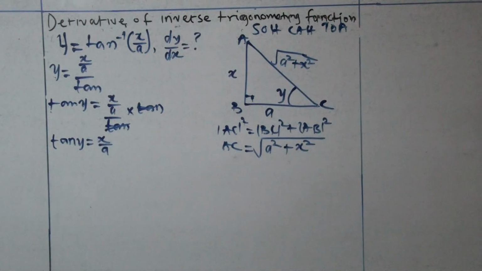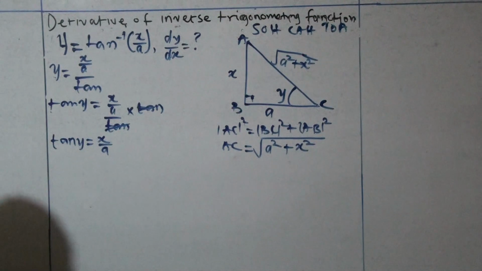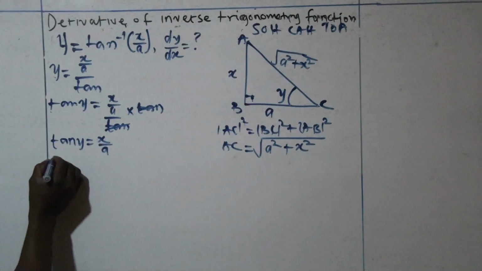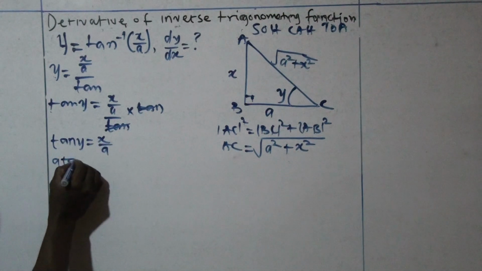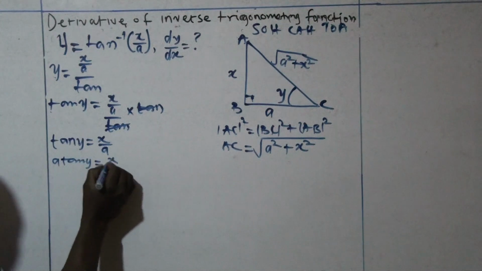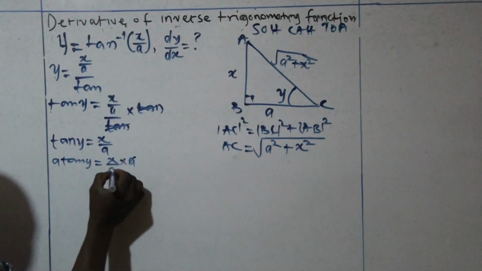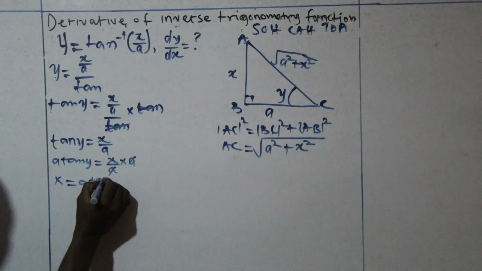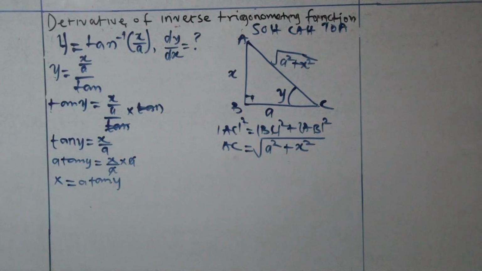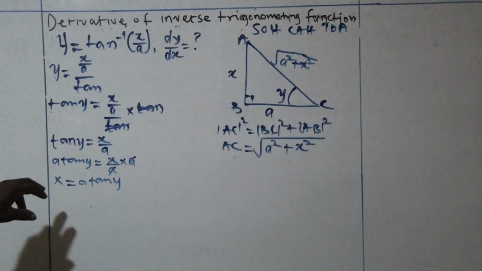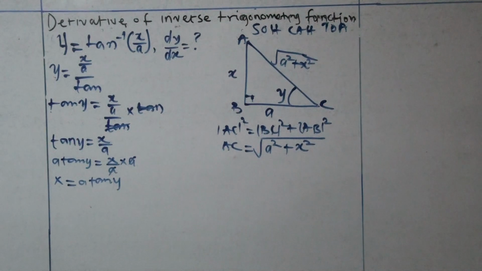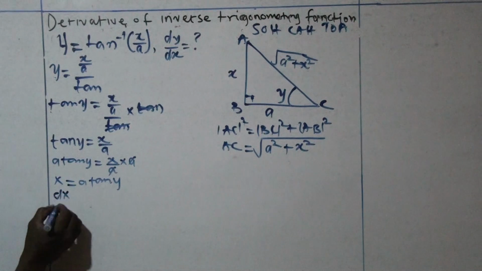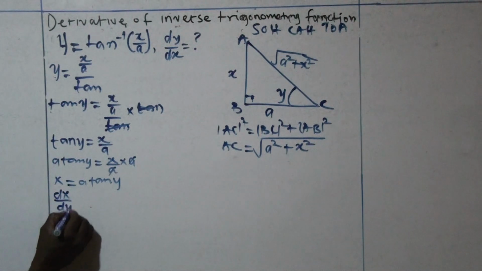Having done that, we'll make x the subject of the formula. We multiply both sides by a. This becomes a tan y equals x over a times a, so that x here will become a tan y. So we are differentiating x with respect to y. Let's find the derivative of x with respect to y.